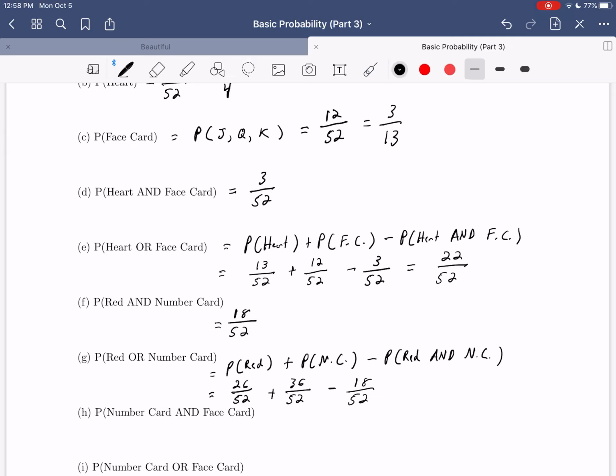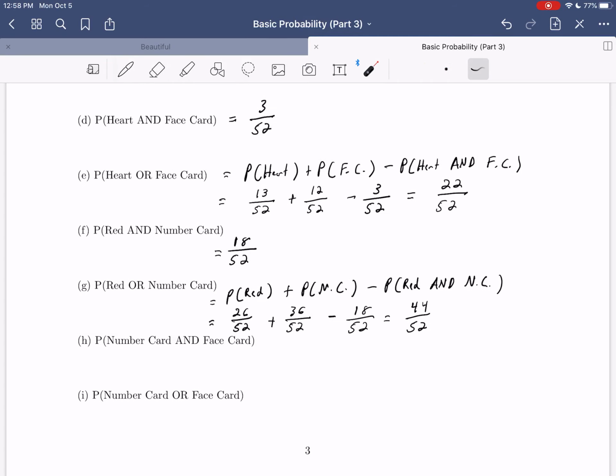We should get 44 there, so 44 out of 52. All right, we've got another one here. Number card and face card. So we want a card that is both a number card and a face card.